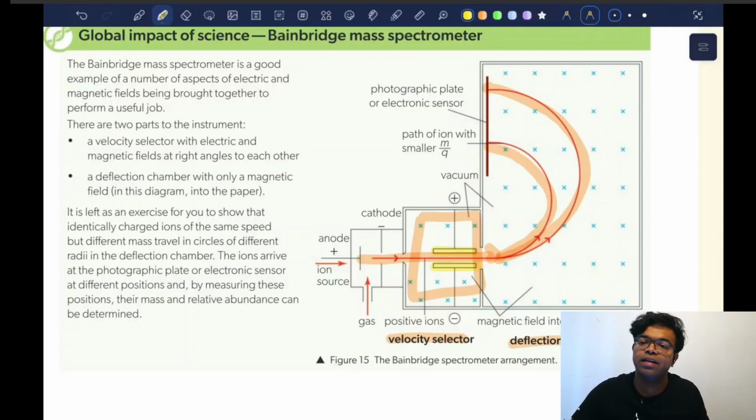By manipulating the electric and magnetic fields, you can have a certain amount of velocity. We know this, right? We have just done a question on this. Now, you are bringing it into the chamber where there is only a magnetic field. When you have a magnetic field and the charge is entering at right angles to the magnetic field, what type of path will you get? You will get a circular path.